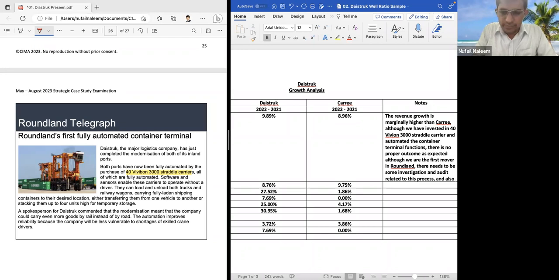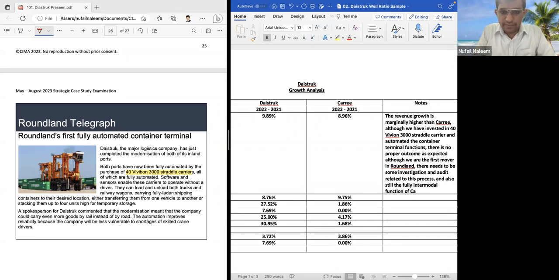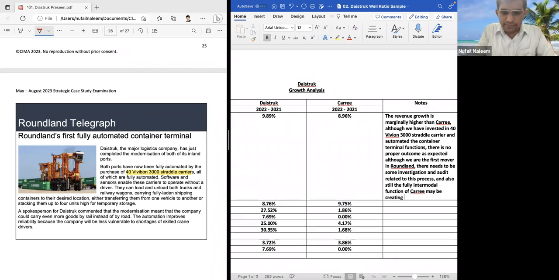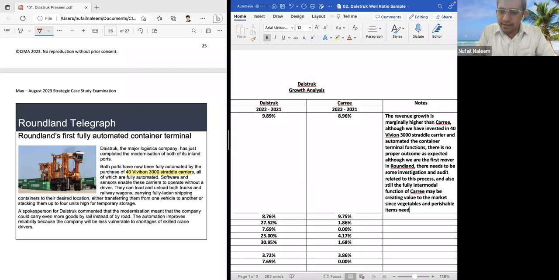And also, still, the fully intermodal function of Carry may be creating value to the market, since vegetables and perishable items need air cargo. So students, are you understanding what I am explaining here? We have done a good application, but still, it is not value adding to the situation. Are you clear with that?